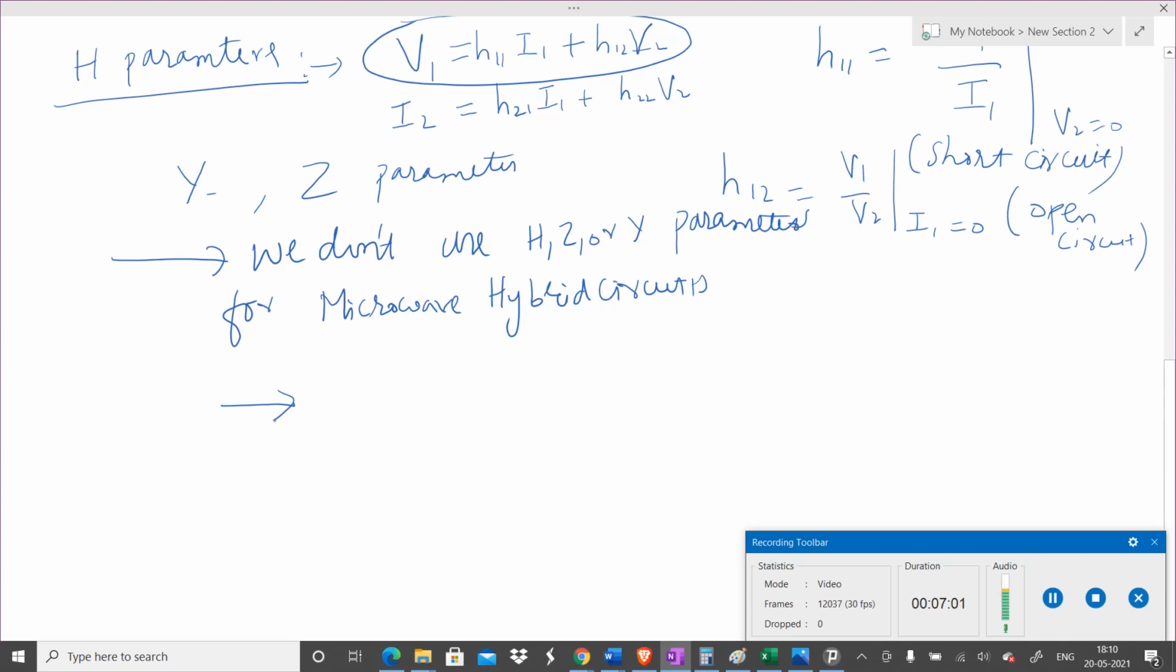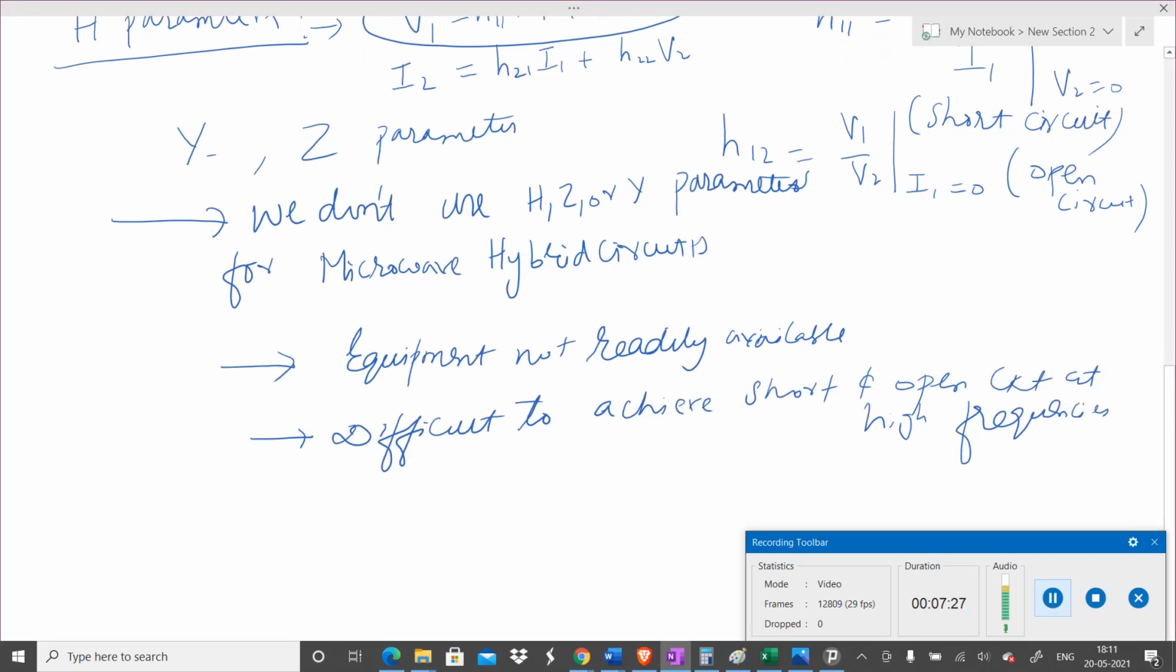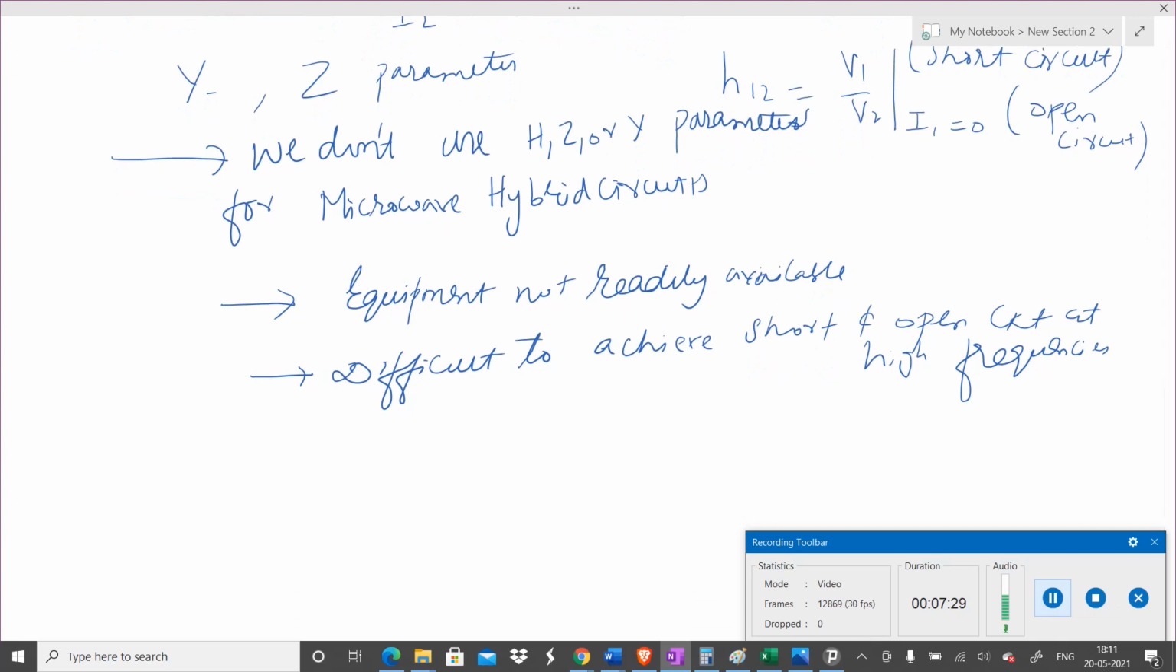So there is no equipment by which you can measure a voltage of microwave. You can measure a current of microwave. Okay, so there are some sophisticated equipment, they are not readily available. So this is not feasible in our labs, in our experiments. The other thing is that it is very difficult to achieve a sort of short circuit and open circuit at microwaves at very high frequencies. In fact, the meaning of short circuit and open circuit is not so clear here also.